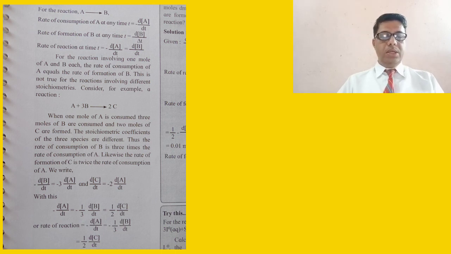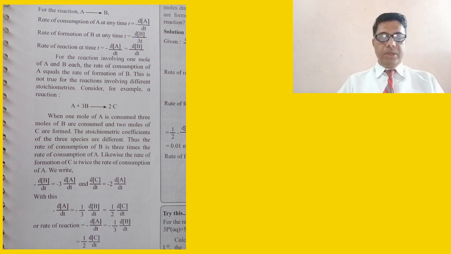So see in your book, we consider a reaction A plus 3B gives 2C. So here the number of moles of A equals 1, the number of moles of B equals 3, and there is a formation of 2 moles of C. So the above equation is not applicable for this. Here the stoichiometric coefficients of the three species are different.